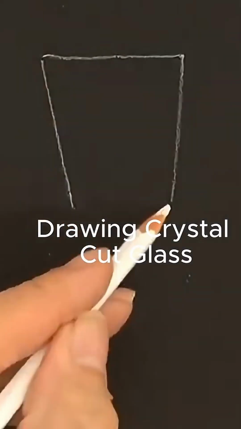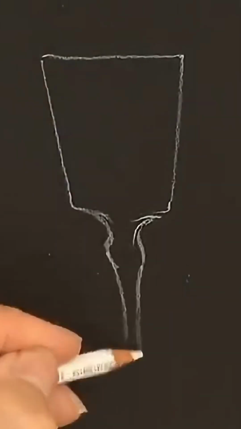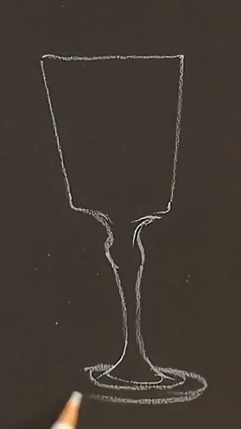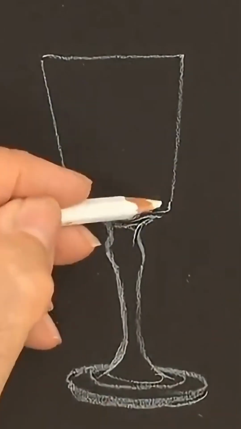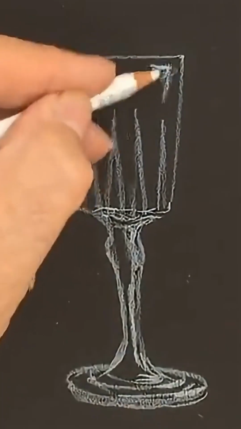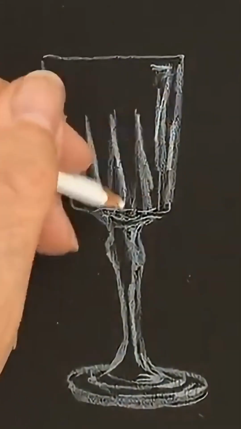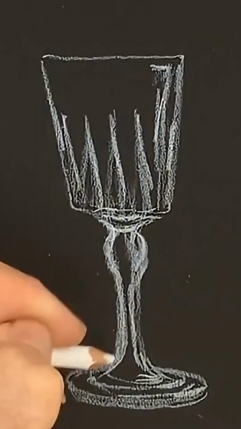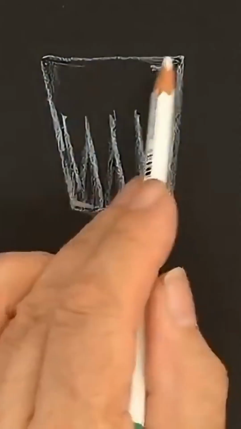Drawing crystal cut glass. A white crayon on a black canvas creates a stunning image. The artwork has been speeded up, but you can still see the delicate touches of the artist. Additional marks create the reflectiveness of the wine glass.